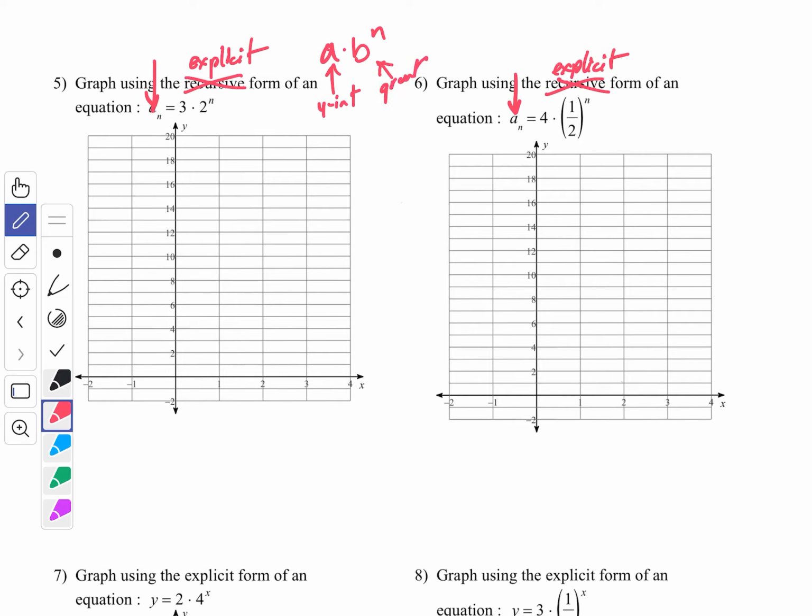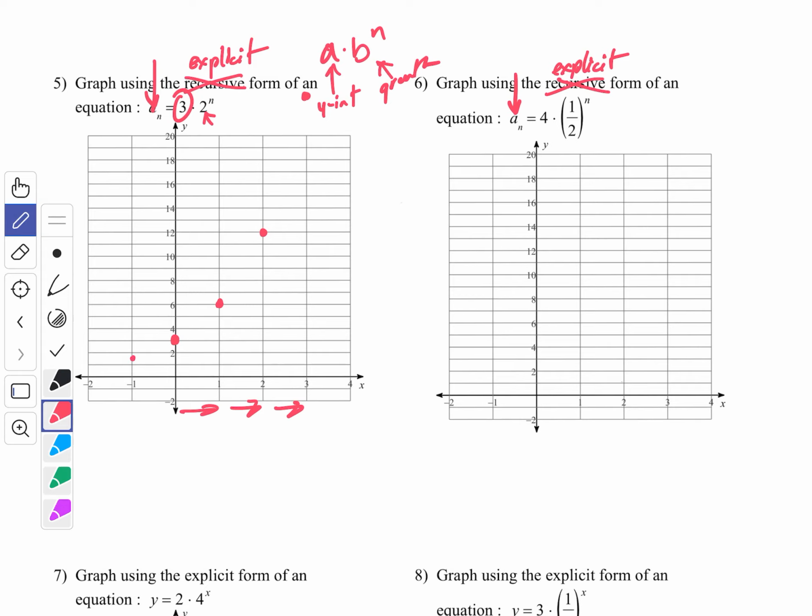Okay, so at 3, go up to my y-intercept, and 3, timesing by 2. Again, as I move to the right one, I times by 2. So 3 times 2 is 6. 6 times 2 is 12. 12 times 2 is 24. And we're good. Okay, again, though, I could move backwards if I really wanted to.